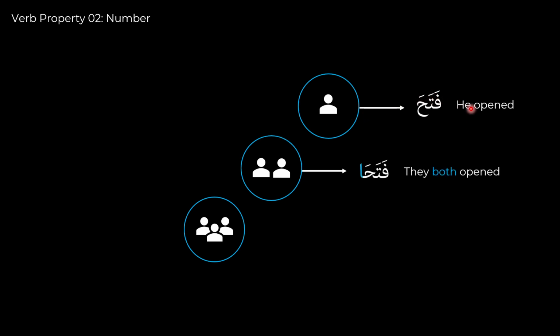We can conjugate it by putting an alif on the end, and it becomes fataha, which means they both opened, two individuals opened. And we can furthermore conjugate it again by putting a dhamma on the end with a waw and an alif, and it becomes they all opened. So they, three or more people opened. So through conjugating, we can change number, and we can also change gender.